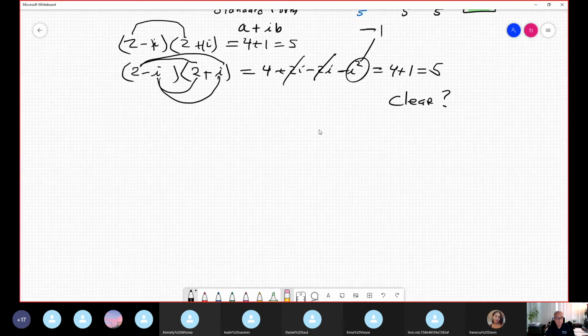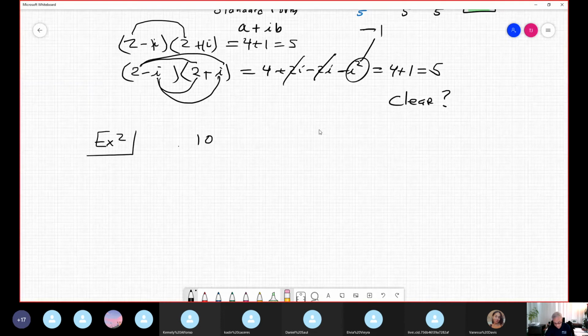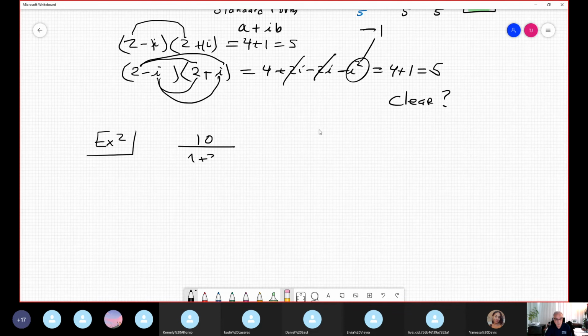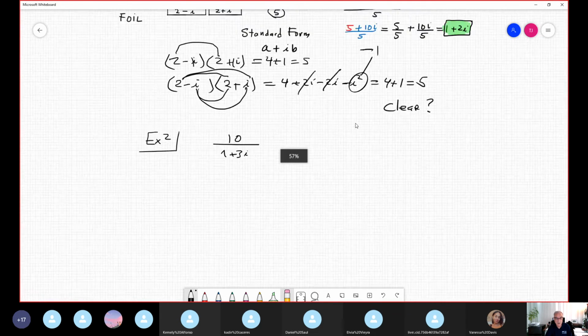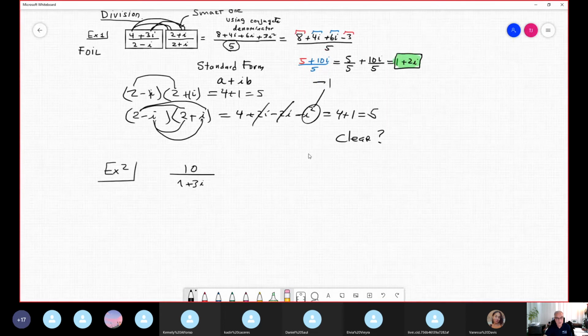Miss, answer me. Example 2: suppose 10 divided by 1 plus 3i. Division again. What should I do? What is the methodology? What is the idea? Always it's the same. You need to create a smart one. So you put 1 here in the top, 1 here in the bottom. What you put in the top is what you put in the bottom. The same, because it's a smart one. And this is the conjugate of the complex number in the denominator. It's 1 minus 3i.